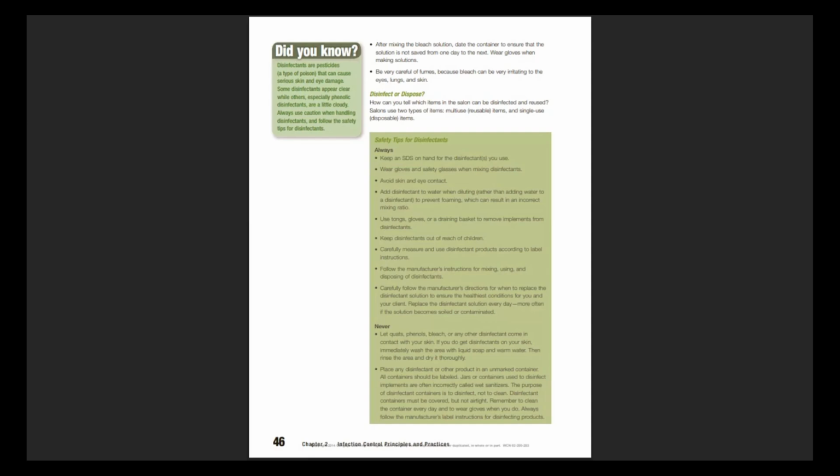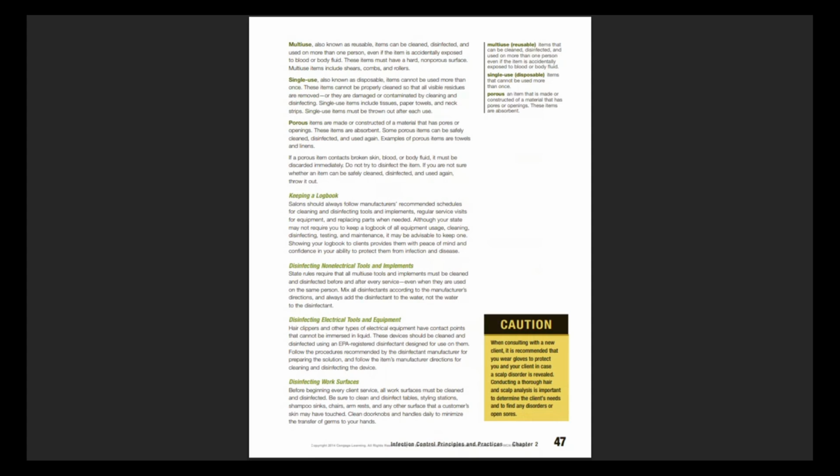How can you tell which items in the salon can be disinfected or reused? Salons use two types of items: multi-use, reusable items, and single-use, disposable items. Multi-use, also known as reusable items, can be cleaned, disinfected, and used on more than one person, even if the item is accidentally exposed to blood and body fluid. These items must have a hard, non-porous surface. Multi-use items include shears, combs, and rollers.